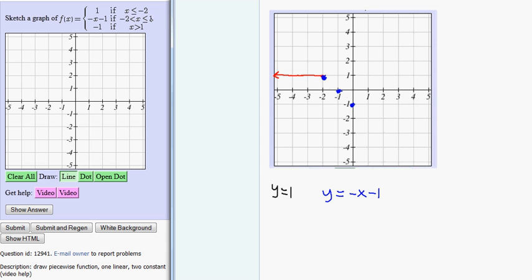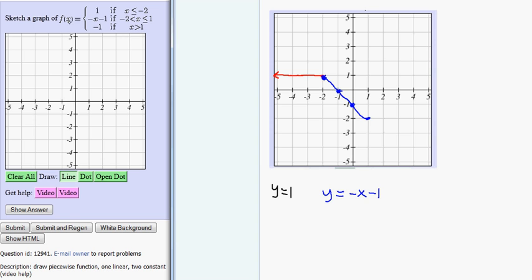When I get to x equals 1, in fact, if you plugged x equals 1 into this equation, you'd get negative 1 minus 1, which is negative 2. So plugging in 1 yields negative 2. And I'm going to put a closed dot there because of this line, that the function is defined to be this equation when x is 1. So we have this portion of the line here.